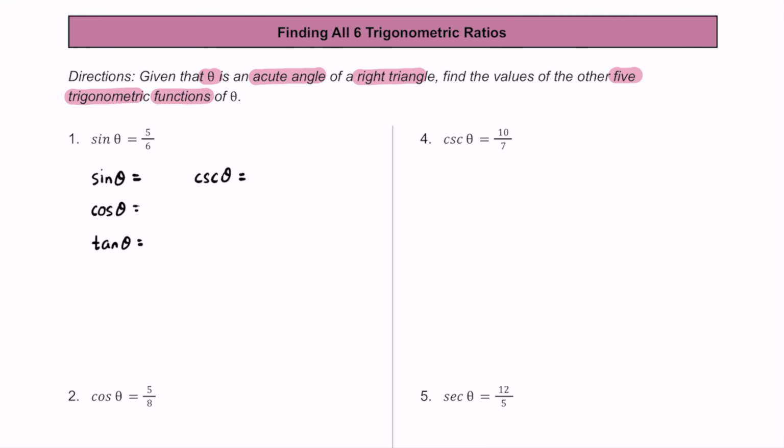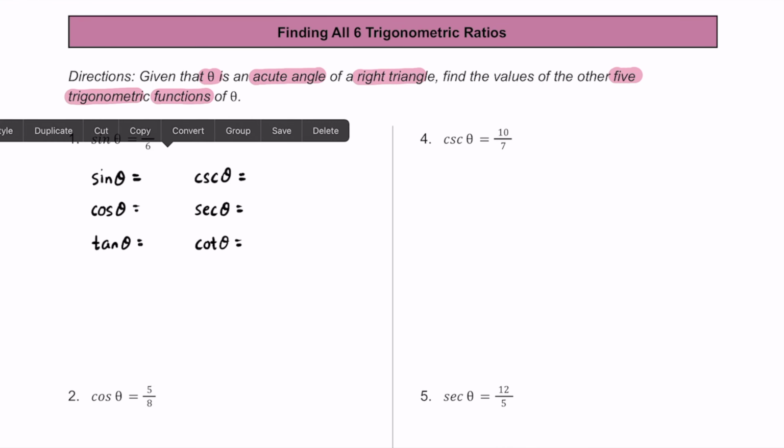So we have cosecant of theta. The reciprocal function for cosine of theta is going to be secant of theta. And then finally, the reciprocal for tangent of theta is going to be cotangent of theta. I'm just going to save this for later.